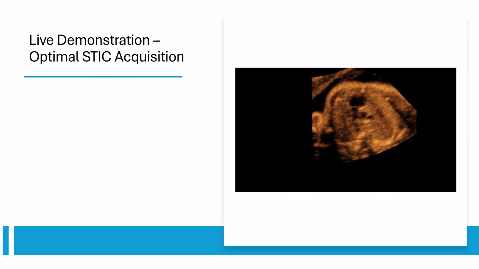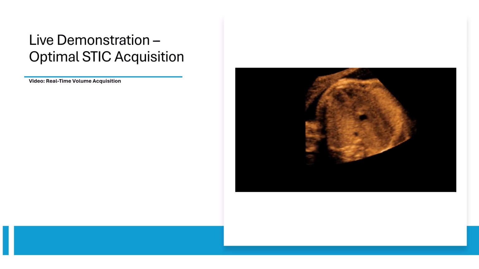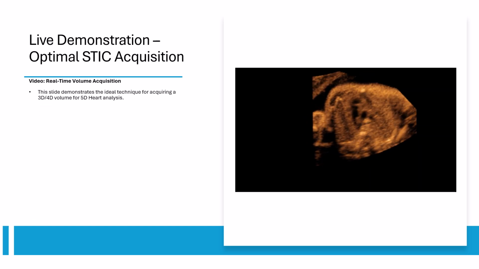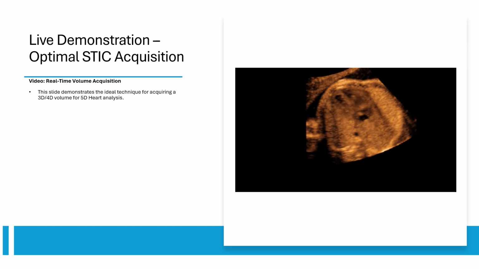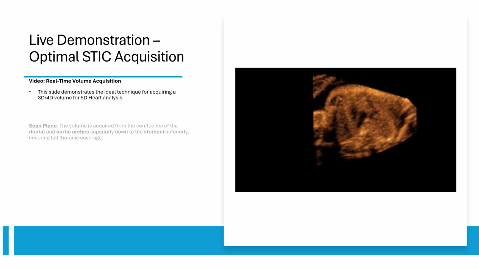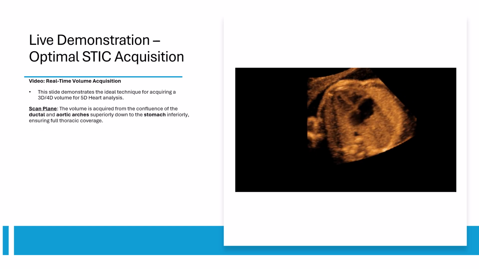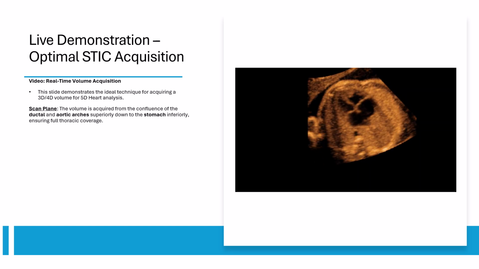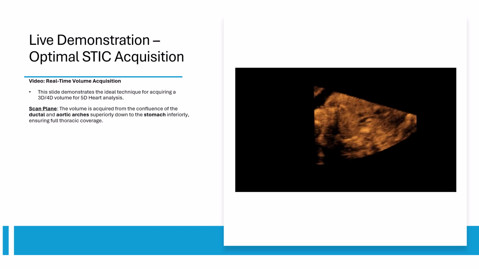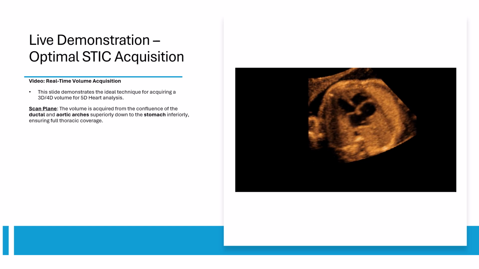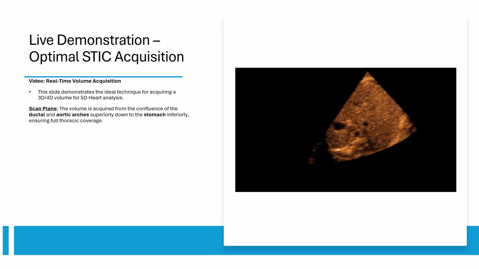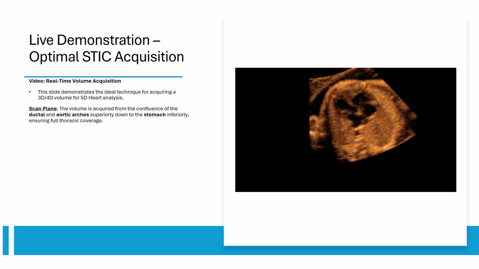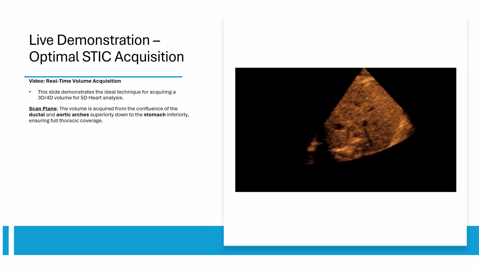In this live demonstration, we showcase the ideal technique for acquiring a 3D or 4D volume tailored for 5D heart analysis. The scan plane is carefully selected, starting from the confluence of the ductal and aortic arches superiorly, extending down to the fetal stomach inferiorly. This ensures comprehensive coverage of the fetal thorax.